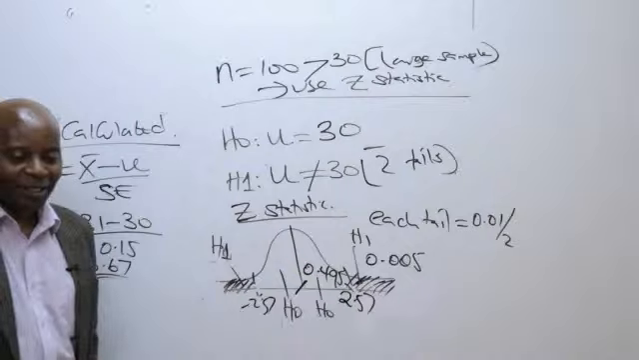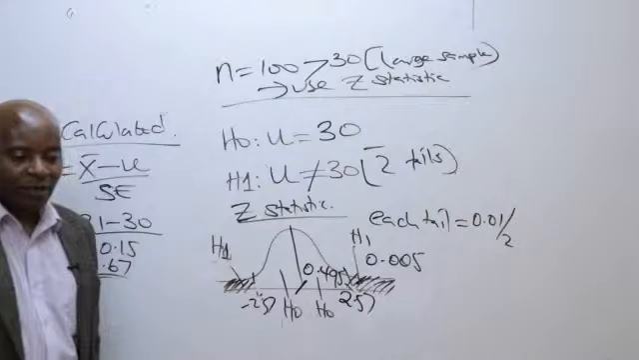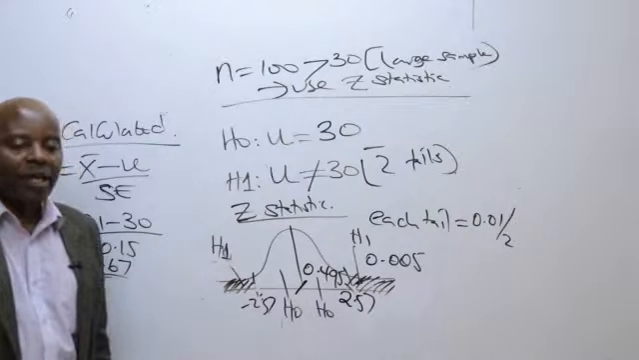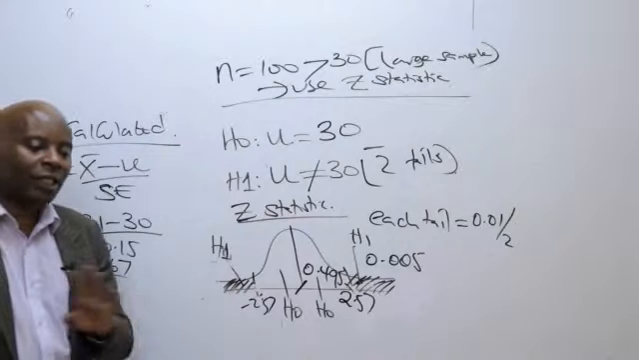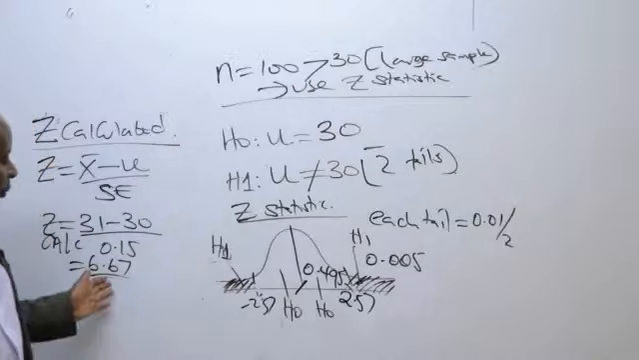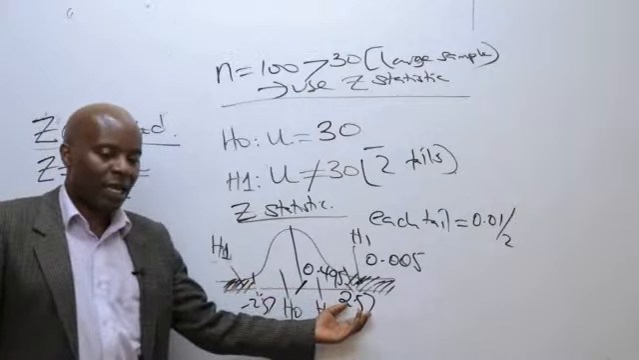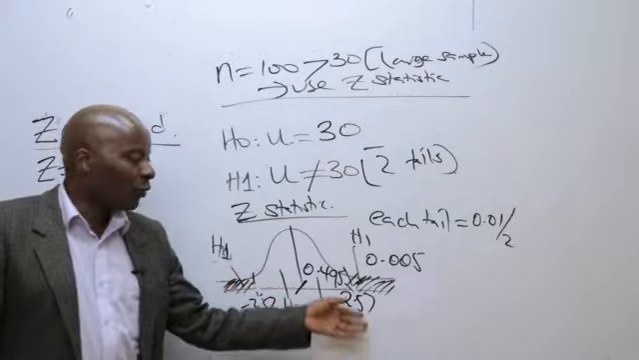Is that true? Where does this 6.67 lie? I'm waiting to hear. Of course, that's not true. So I'm waiting to hear from you great people. Denise tells me that this is supposed to fall in the shaded area. For sure, 6.67 is more than 2.57. It's more. So it falls around here.